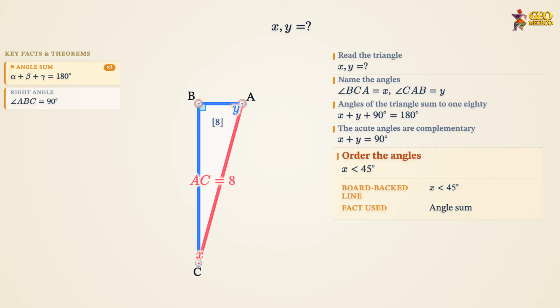We are told x is smaller than y. Since the pair splits 90, x has to fall below their even share of 45 degrees. Keep that in mind. It settles a choice later.